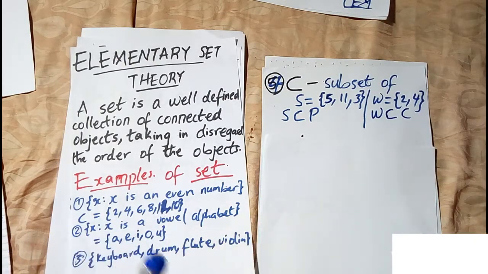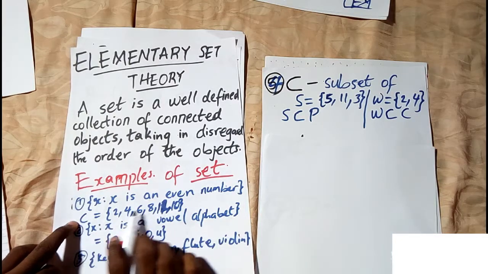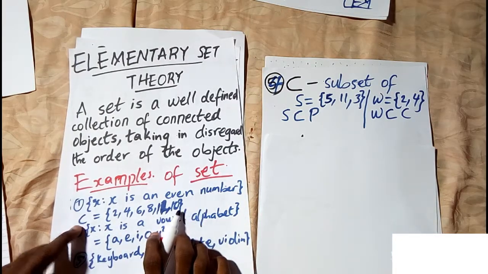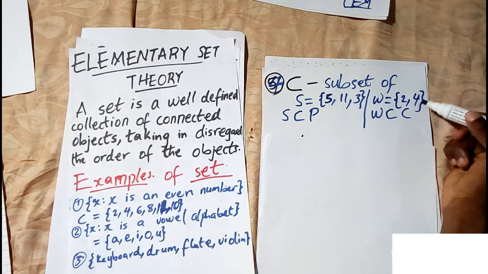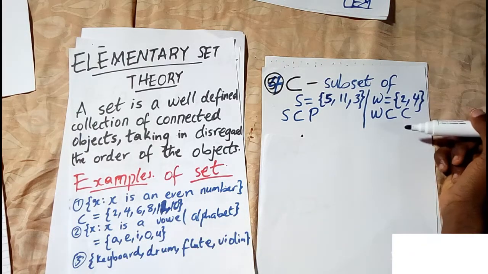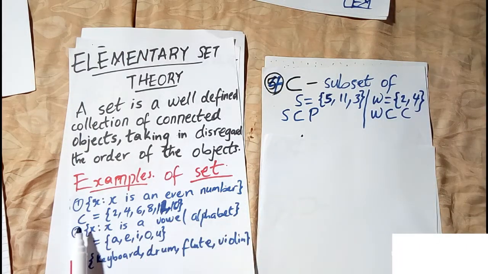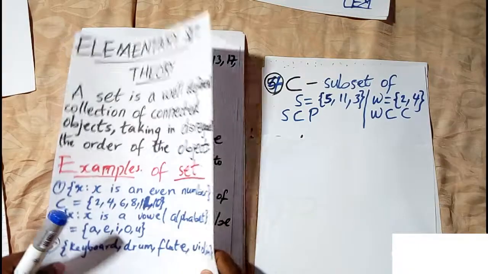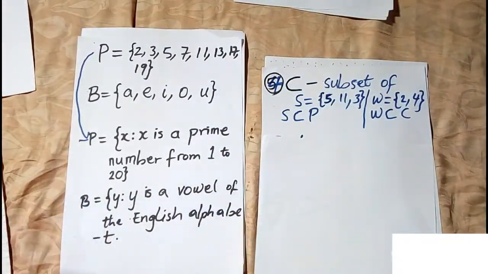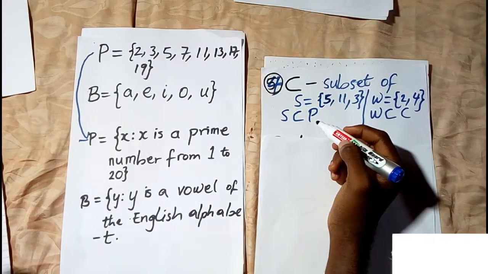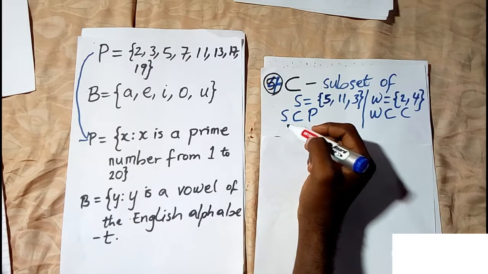So now we see that our set C is a set of even numbers. And our W here is also a set of even numbers. But all the elements of W can be found in C. So that is a subset. A set is a subset of another set if all the elements of that set can be found in the other set. That is, S is a subset of P because all the members of S can be found in P.